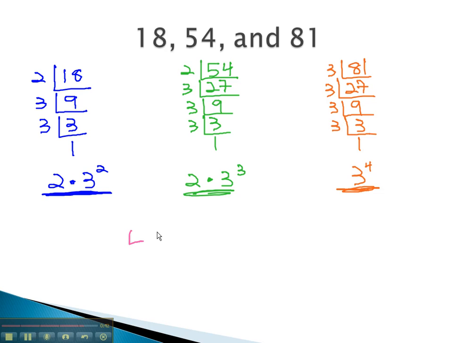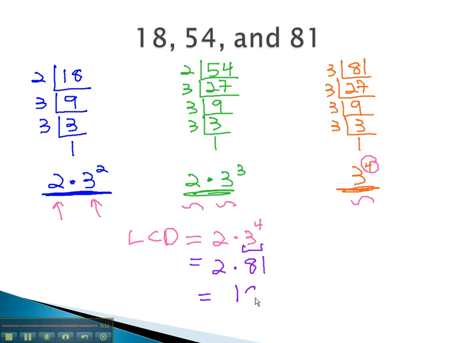To find our least common denominator, we take all the factors that showed up, 2 and 3. Notice the rest are just repeats. Taking the highest exponent on 2, there is none. Highest exponent on 3 is 4, and we can multiply this out to get our least common denominator, or a multiple of 18, 54, and 81. Doing the exponent first, we have 2 times 81, which gives us 162 for the least common denominator. From the factorization, we use all factors with highest exponents.